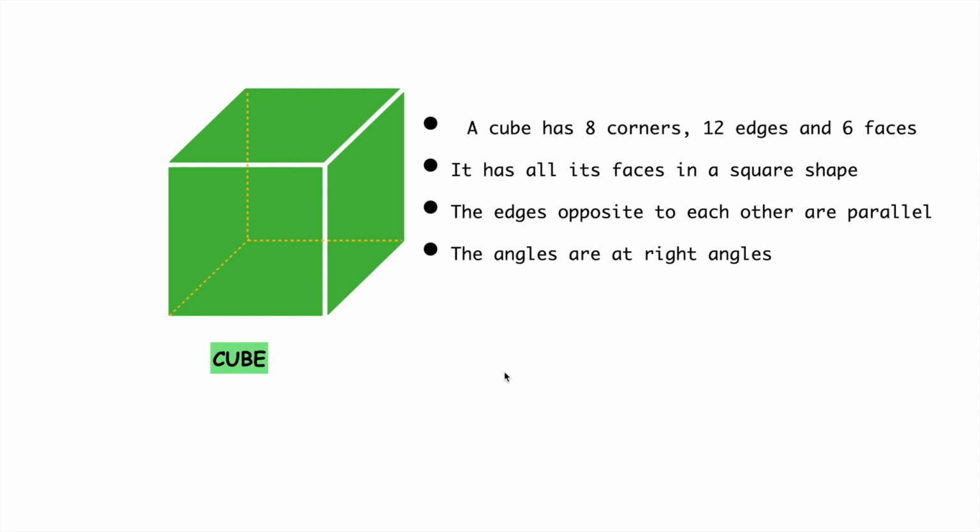Cube. A cube has 8 corners. 8 corners? Let's check it out. 1, 2, 3, 4, 5, 6, 7, 8. Got it? So 8 corners, 12 edges.